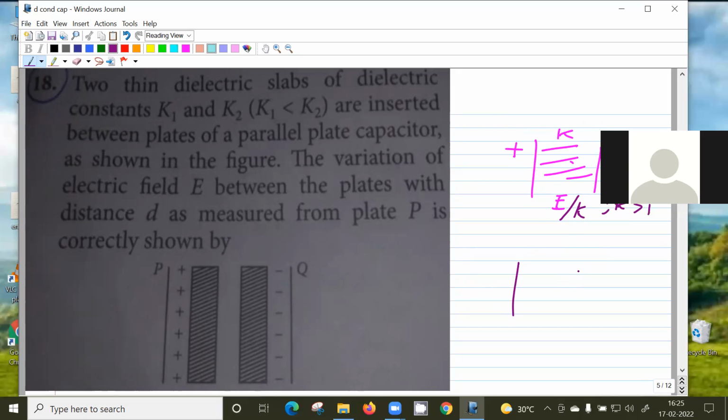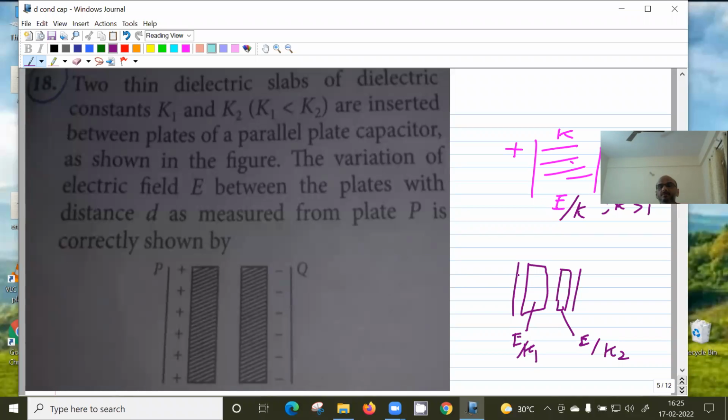So if you have a capacitor, and you use a dielectric here and a different dielectric here, of dielectric constants K1 and K2, the electric field inside here will become E by K1, and here it will become E by K2. Outside, the electric field will be the same. Here it will still be E. And if there is a gap here also, the electric field will be E. But when it comes inside, the electric field will go down as E by K1 and E by K2. From this you can solve the problem now.